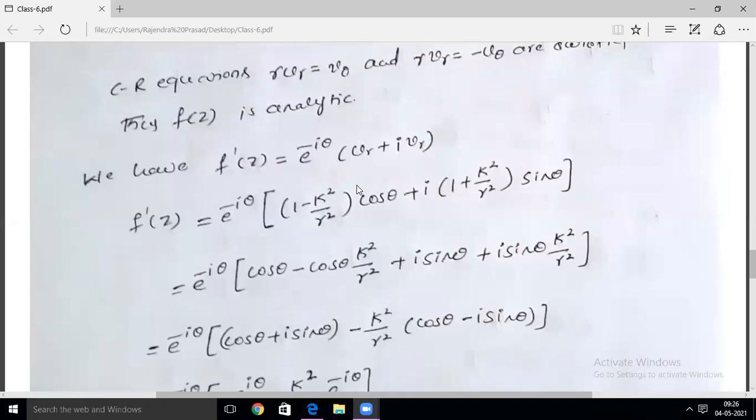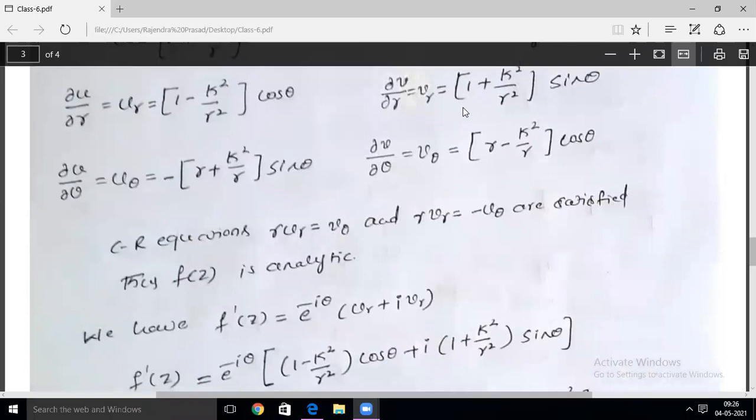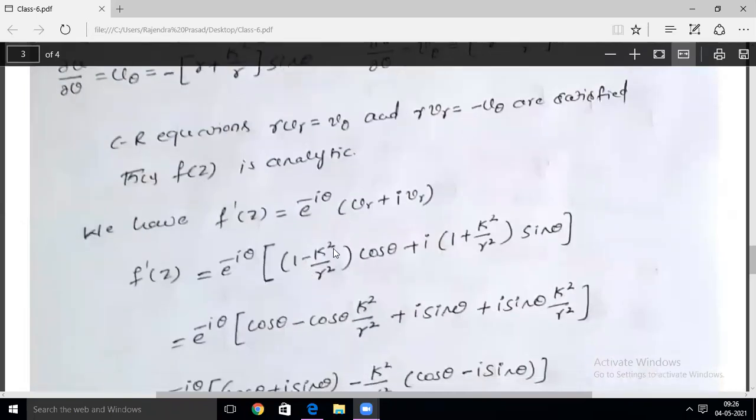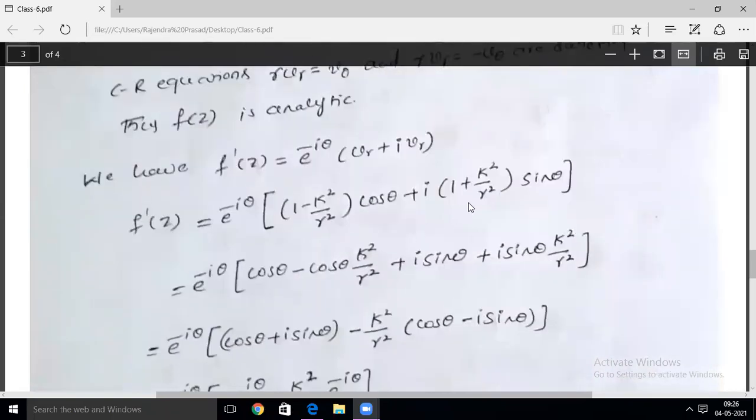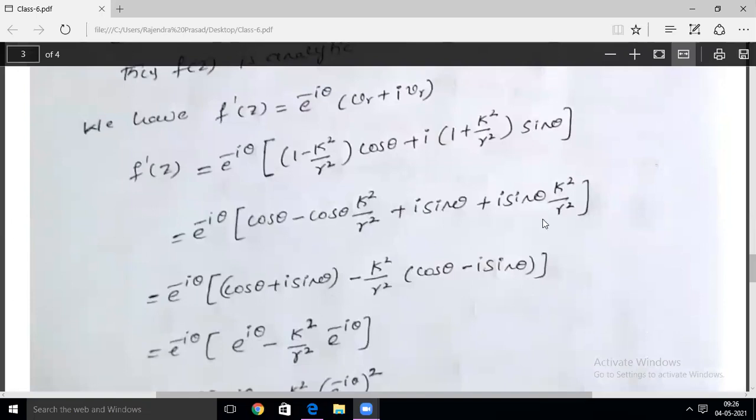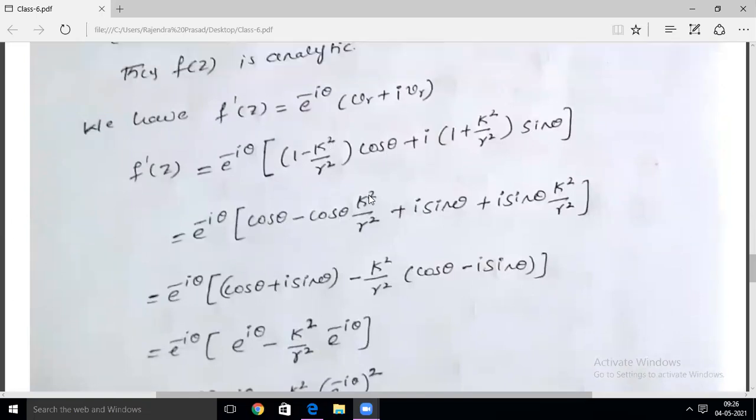So e power minus i theta, keep as it is. In place of ur and vr we have to substitute: 1 minus k square by r square into cos theta, plus i into 1 plus k square by r square into sin theta. We have to multiply these two terms: cos theta into 1, cos theta into k square by r square, i sin theta into 1, i sin theta into k square by r square.